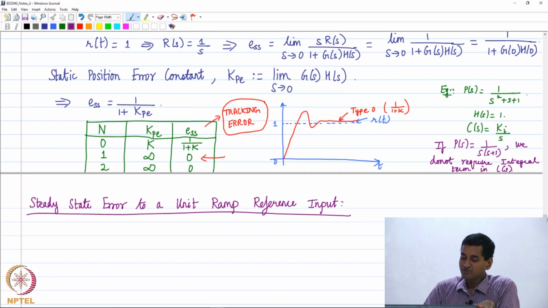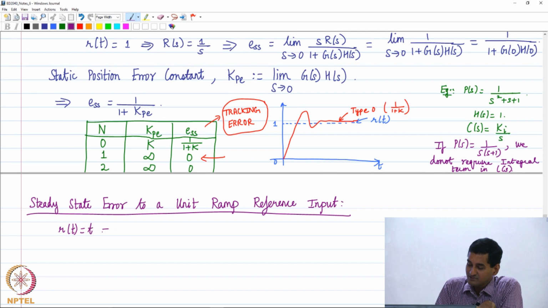Suppose we want to track a unit ramp. Please note that a unit ramp is not a bounded input. That is point number 1. If we figure out y(t) for a unit ramp and observe that the output is going to infinity, naturally it would, because it is not a bounded input. Please remember that. So r(t) is t, which means that R(s) is going to be 1 divided by s squared.